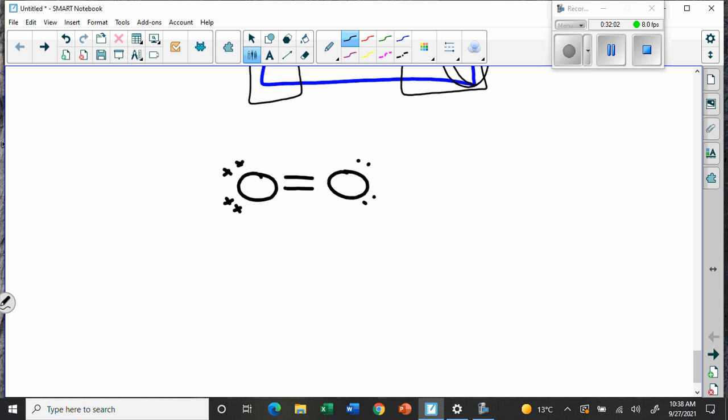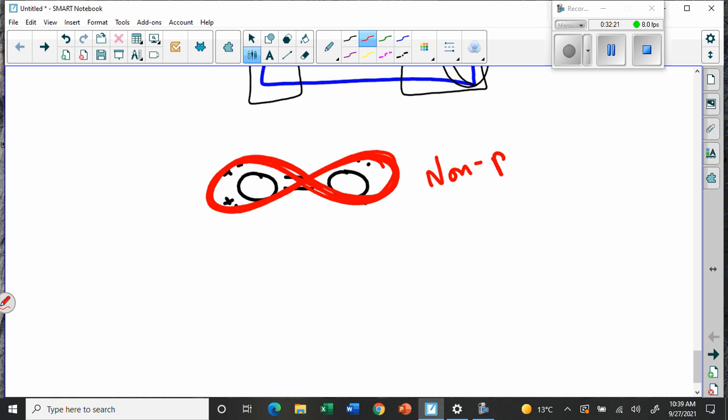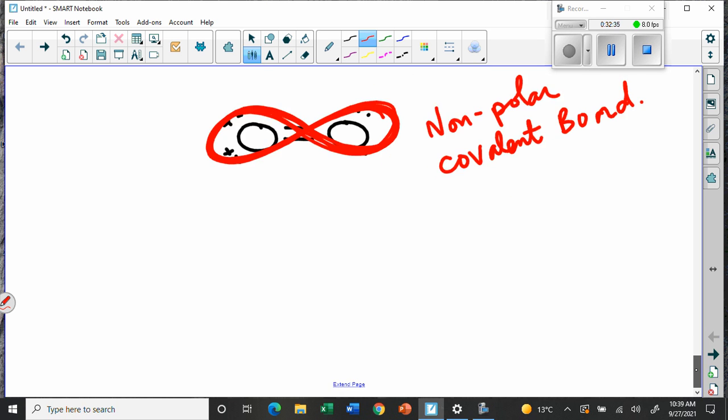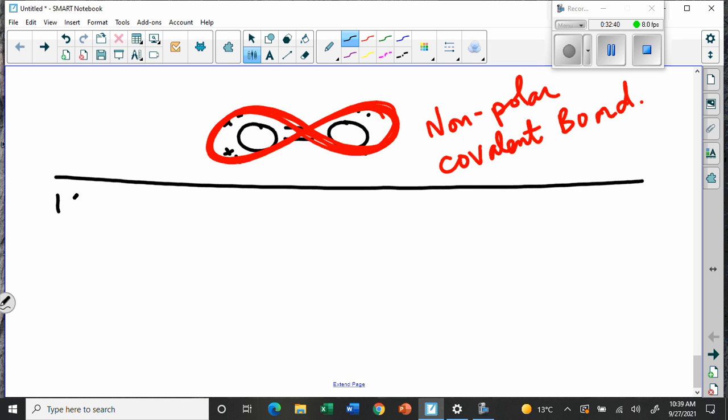Now, because oxygen is on both sides of the bond, well, oxygen is the same oxygen. So what happens here is a very equal share where nobody seems to hog it at all because they're the same person essentially, right? The same atom with the same electronegativity. So this would be the only place where you would get a non-polar covalent bond, when you have a bond between two of the same atoms.